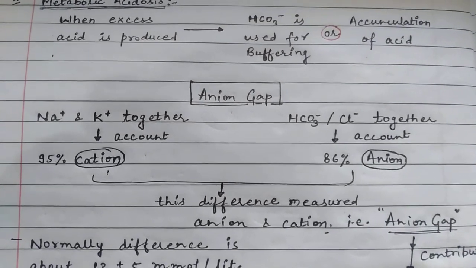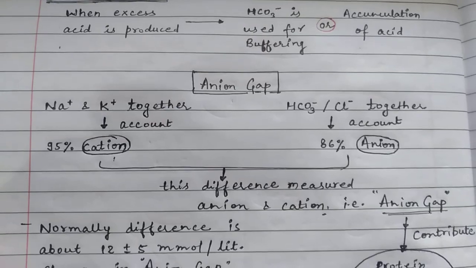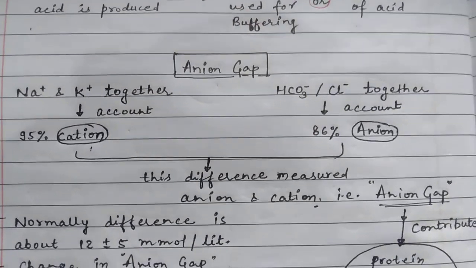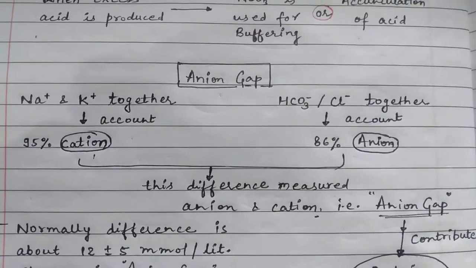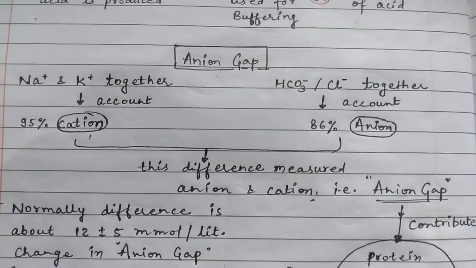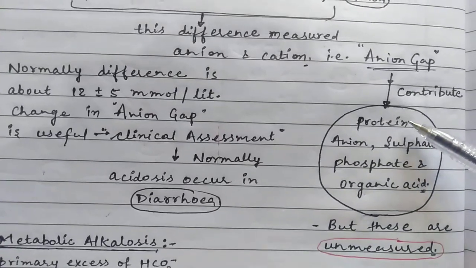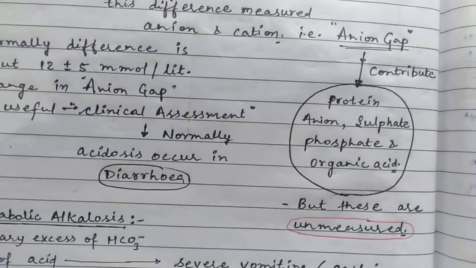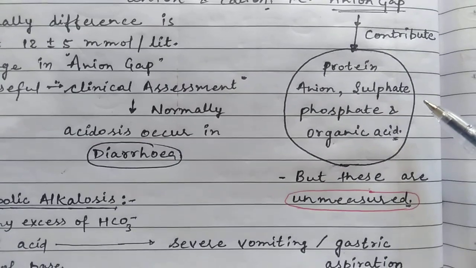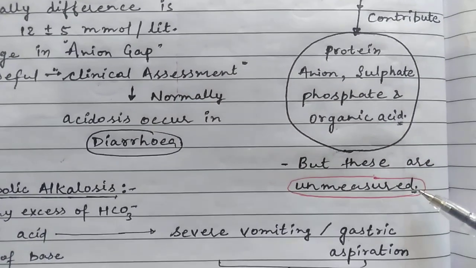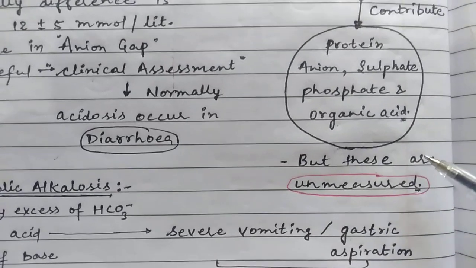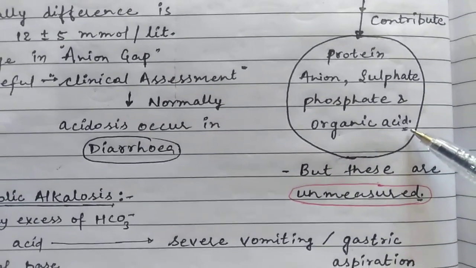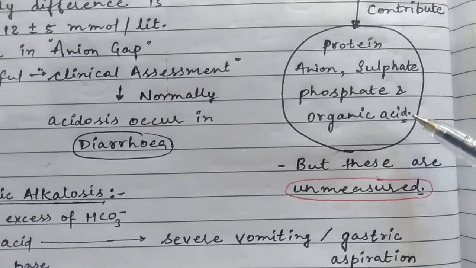To maintain the neutrality of the biological fluid, some ions play an important role, but those ions do not contribute to the anion gap. Anions like protein anions, sulfate, phosphate, and organic acid anions contribute to the anions, but these are not measured. Yes, these are unmeasured anions. These ions only maintain the charge of the fluid, but do not take part in the anion gap.